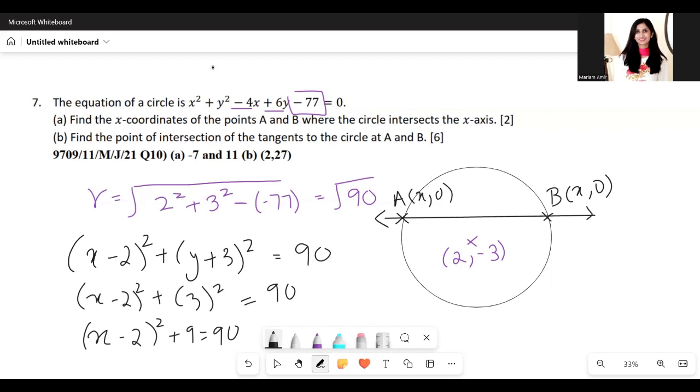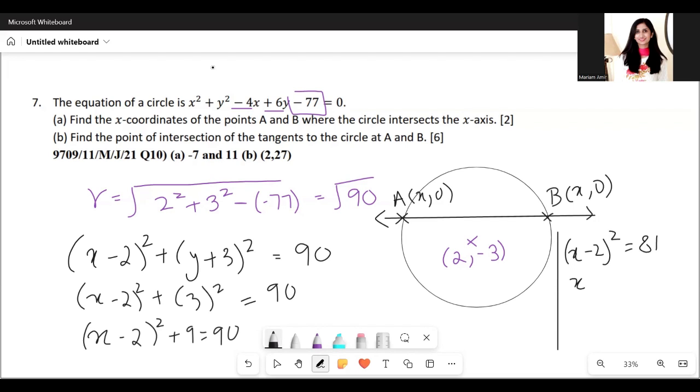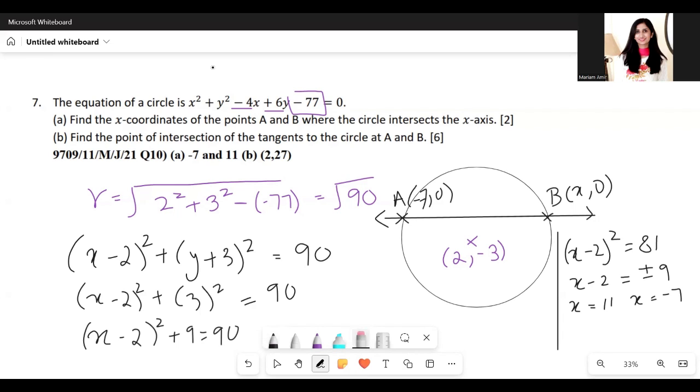Now please don't start applying the identity a minus b whole squared. It's already in completed square form. So we're going to take 9 to the other side. We get an 81. We will take square root on both sides. We'll get plus minus 9 over here and x minus 2 on the other side. And then we get an 11 and we get a minus 7. So that means this value here is -7 and that value is 11. So the x coordinates are -7 and 11.